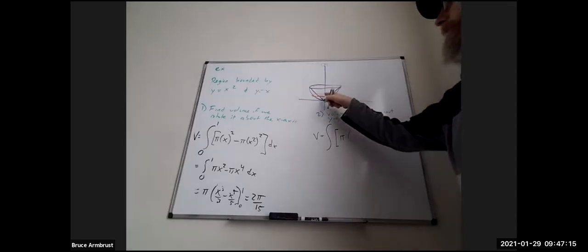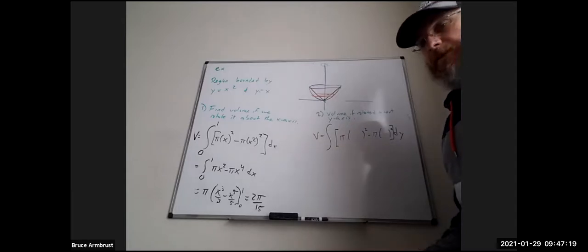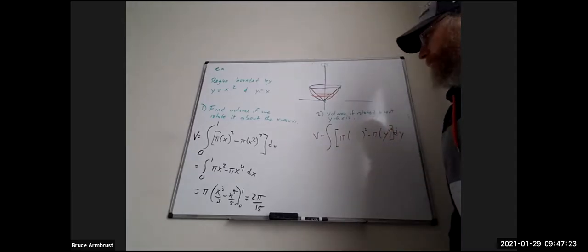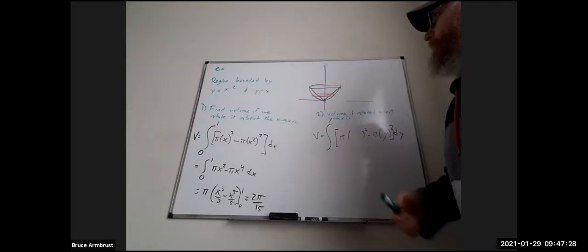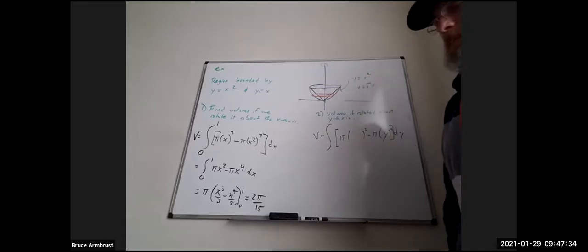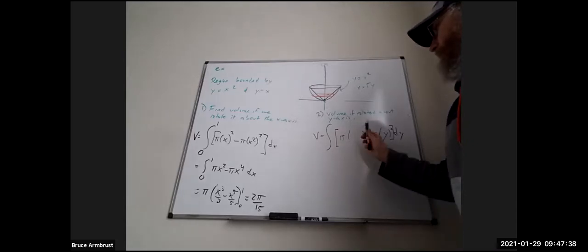And we'll start with the inner because that's a little bit easier. That's just the line y equals x, which as a function of y is x equals y. The outer is y equals x squared, which if we solve that for x becomes the square root of y. So this one's going to be the square root of y.